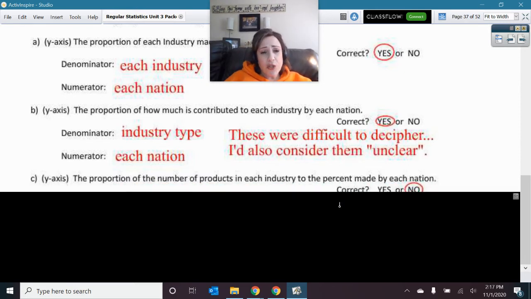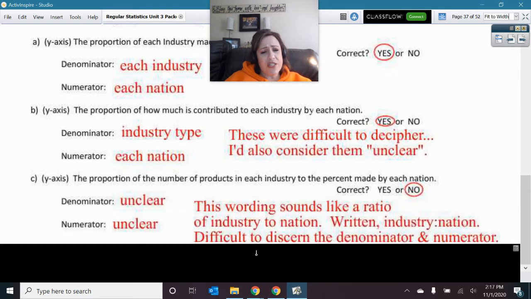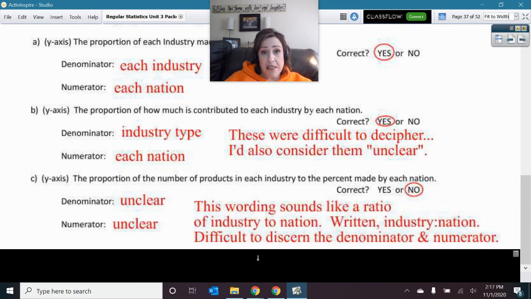Okay. The proportion of the number of products in each industry to the percent made by each nation. So this person was good to get in the proportion and the percent. But I don't know which one of those things is the denominator. This really sounds like a ratio of 2 to 3, industry to nation. And in that case, what's the denominator? What's the numerator? We don't know. They're relating those things to each other, but there's not a denominator or a numerator.